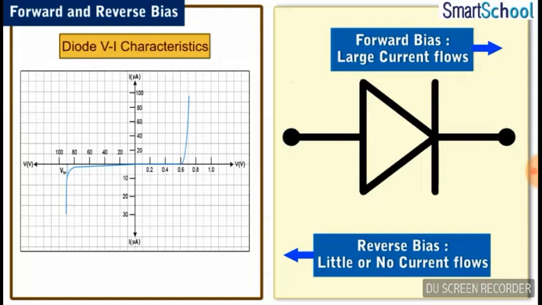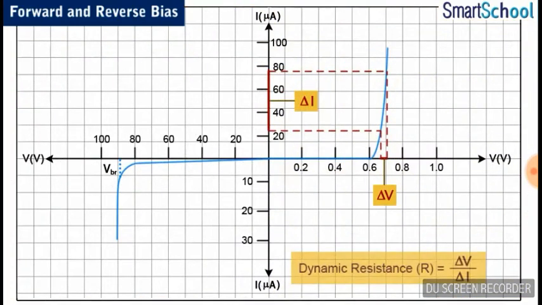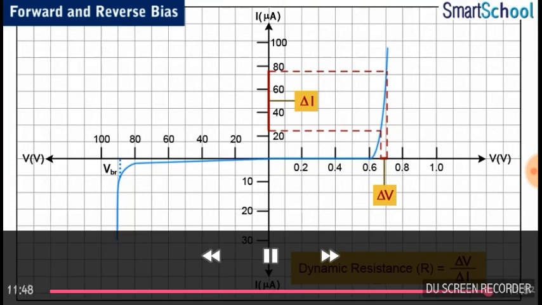It allows little or no current to flow, or we say, does not conduct in the opposite direction when it is in reverse bias. We can also say that a forward biased diode offers low resistance while a reverse biased diode offers high resistance to the flow of electric current. A diode is said to offer dynamic resistance that changes with applied voltage. The dynamic resistance R of a diode is given by a small change in applied voltage delta V divided by the corresponding small change in current delta I.